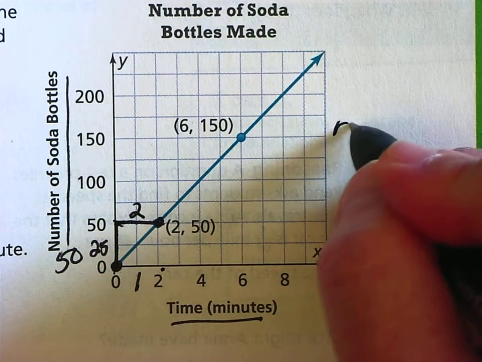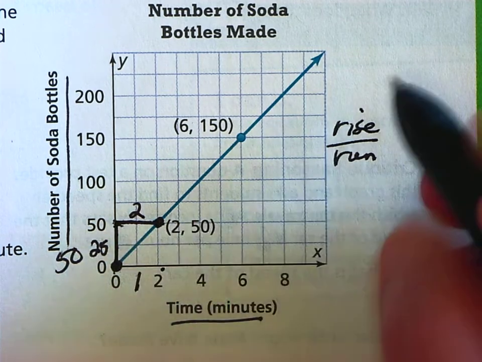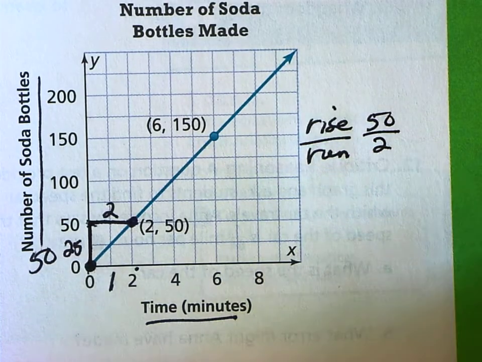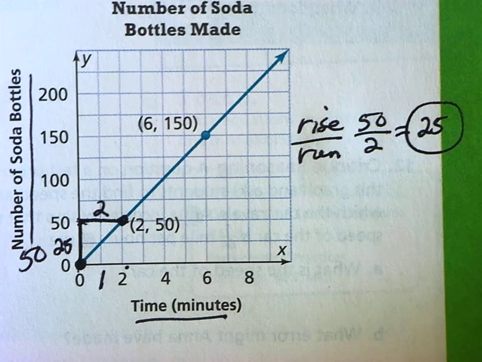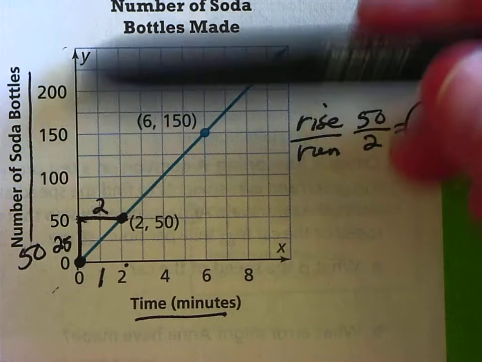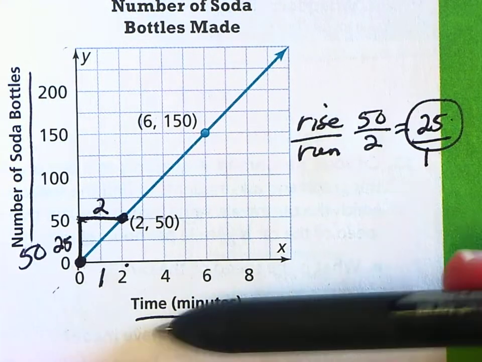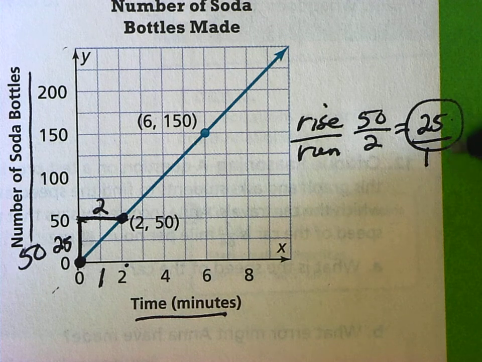So rise over run would be I'm rising 50 and running 2. 50 divided by 2 is 25. So my slope is 25, which means, folks, 25 bottles per minute. Y over x. So we're averaging making 25 bottles per minute.